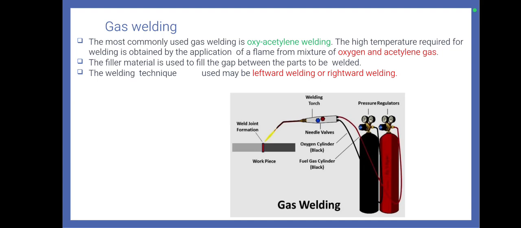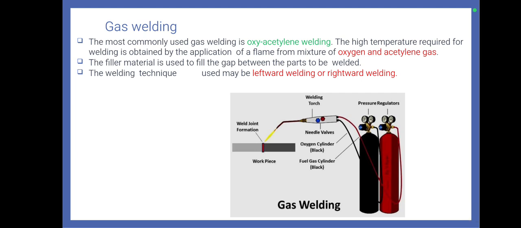Examples: oxygen and acetylene, oxygen and hydrogen, air and acetylene, oxygen and propane. The combination of oxygen and acetylene is most commonly used as the heat produced is maximum in this case. So that's why we prefer oxyacetylene gas welding.